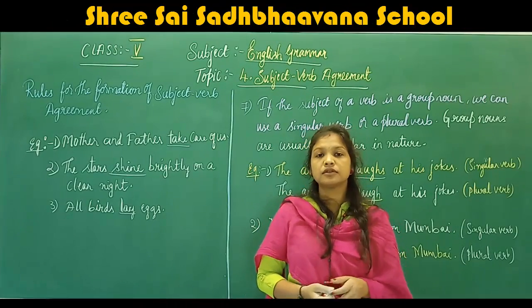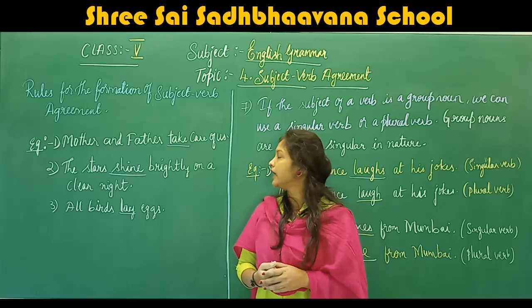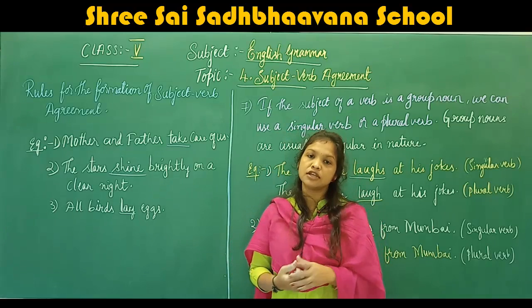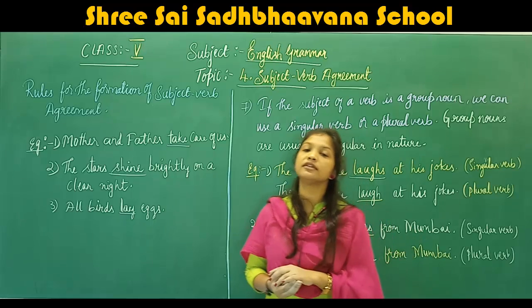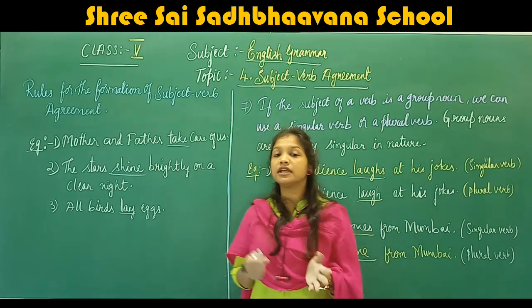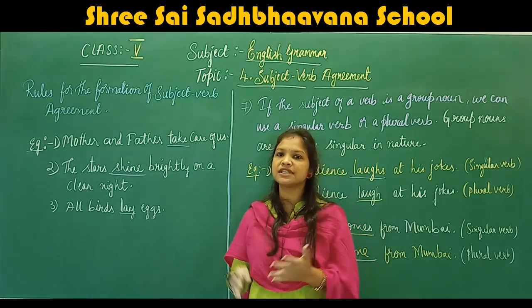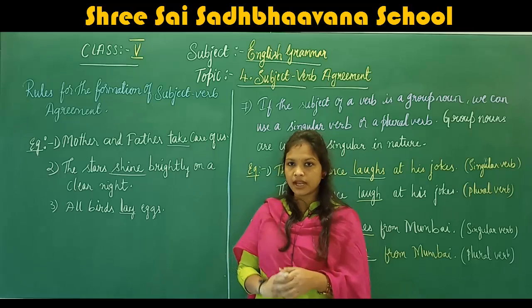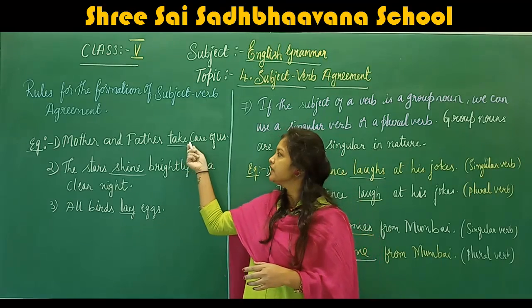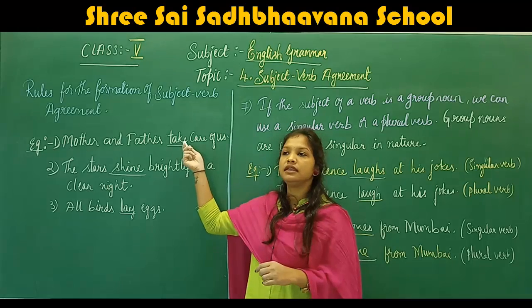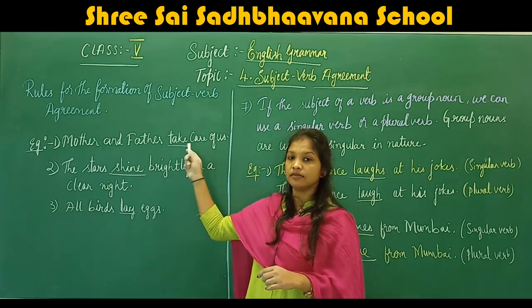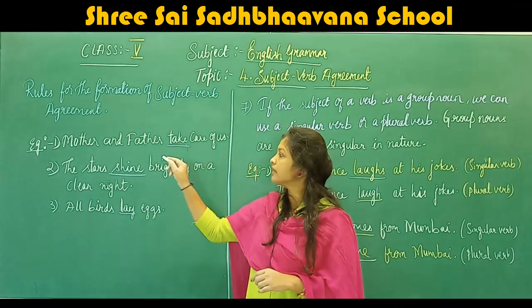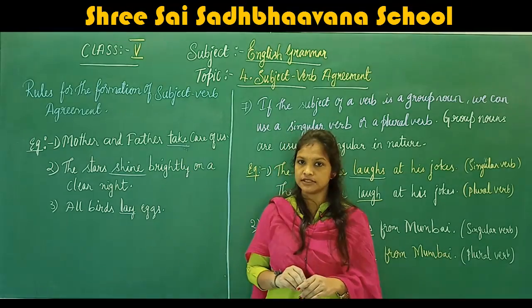Example: the mother and father take care of us. So in the previous point, the sixth point, we learned that we do not use yes, es or ies in plural verbs. Here also you can see that we have not used any yes, es or ies in the plural form of the verb. Mother and father take care of us.